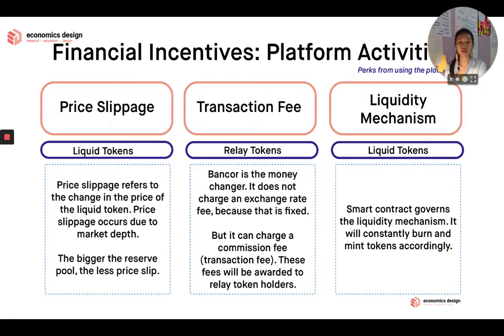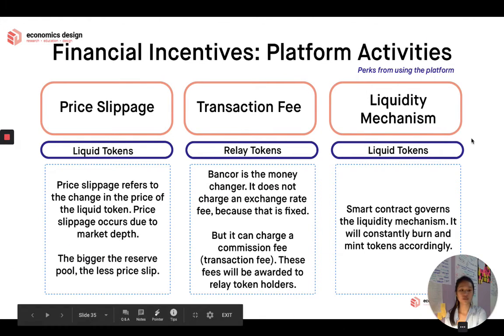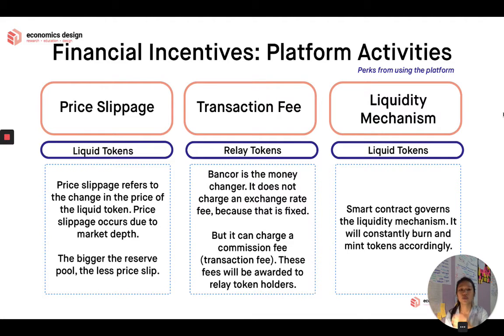Pretty straightforward. And this is financial incentives, so the perks of using the platform. So one, we are talking about price slippage, transaction fees, and liquidity mechanism.